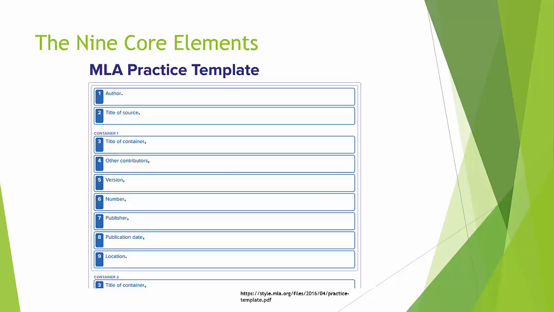Our 8th element is publication date. Basically, if you have everything down to the day it was published, it is in day, abbreviated month, year, order.